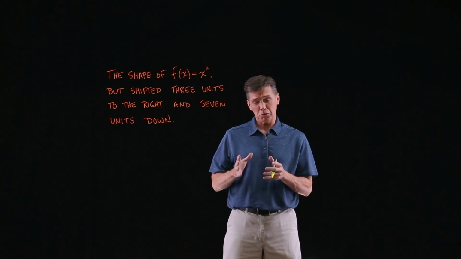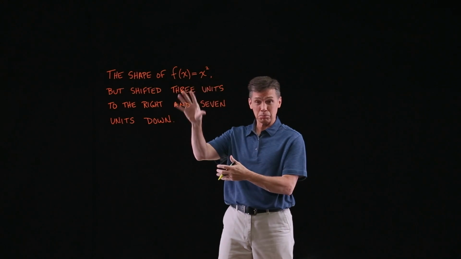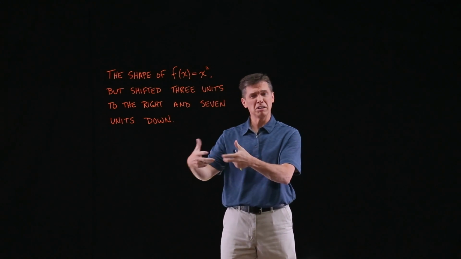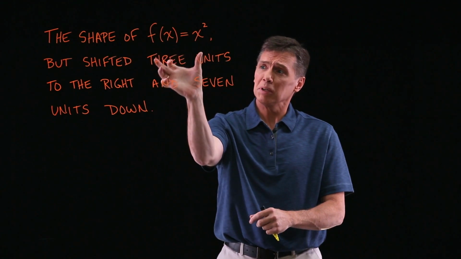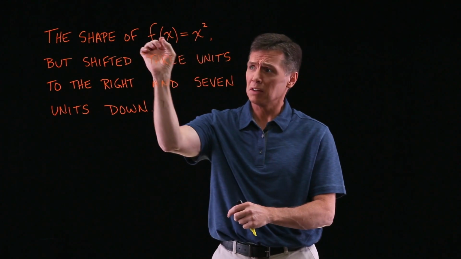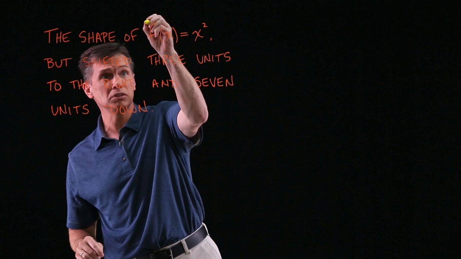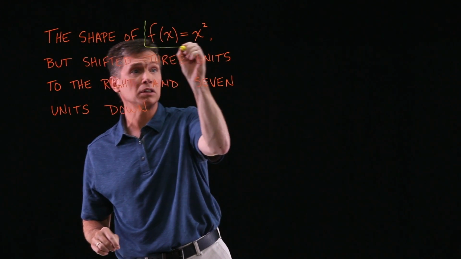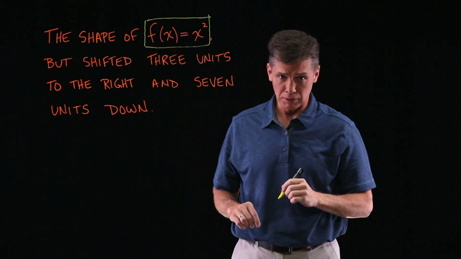Okay, in this problem, we're supposed to write an equation for the function that's being described. So they give us a bunch of verbiage, and we have to try to write the algebra that represents that. Okay, and they'll typically give you this parent function when they say that it has this shape, the shape of. So I would definitely want to start by focusing on that function, and that'll be our parent function.